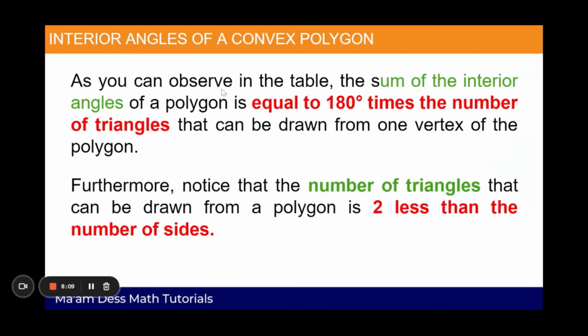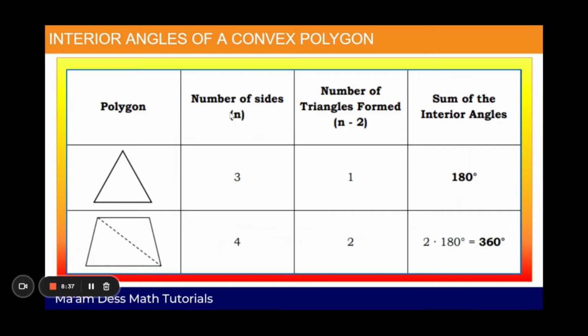Okay, so as you can observe in the table, the sum of the interior angles of a polygon is equal to 180 times the number of triangles that can be drawn from one vertex of the polygon. Furthermore, notice that the number of triangles that can be drawn from a polygon is 2 less than the number of sides. Okay, so now look at the table.